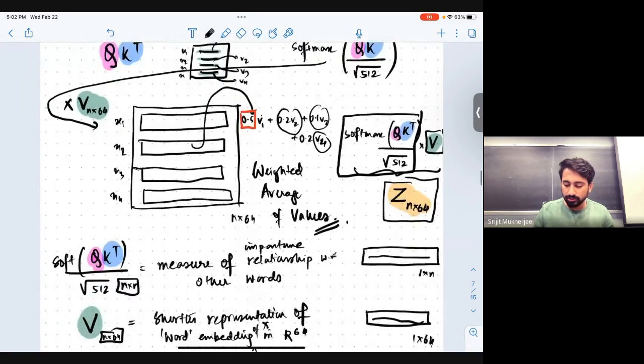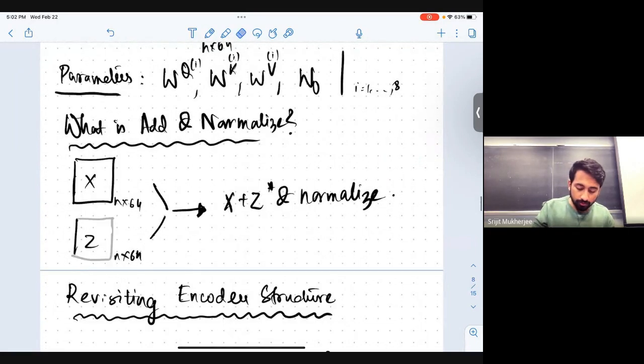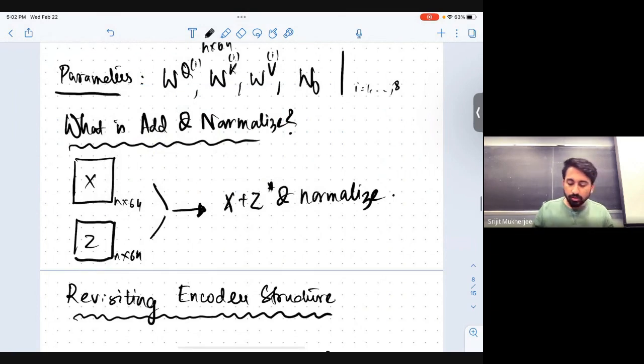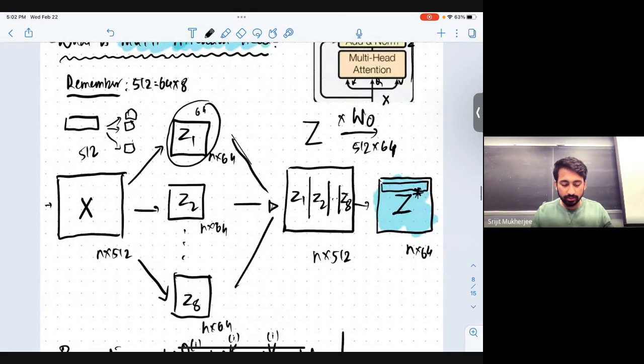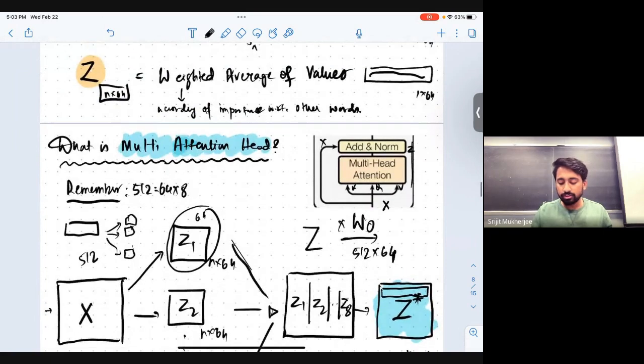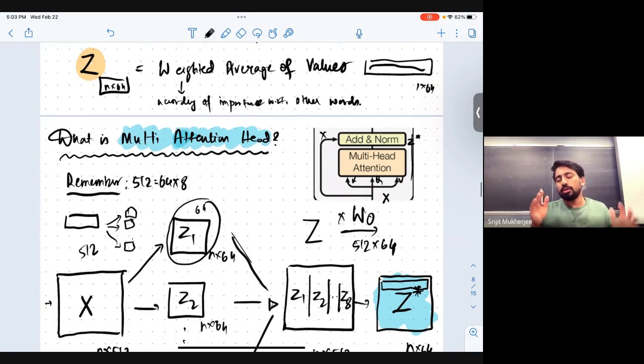I don't know why I called it z star. So it's not z star, essentially it's z. So this z, oh no, it's z star actually, sorry, because the z star is this final output after multi-attention head. So this is the z star. The z is the input from here. Okay, no, not really. Z was the single attention head thing.